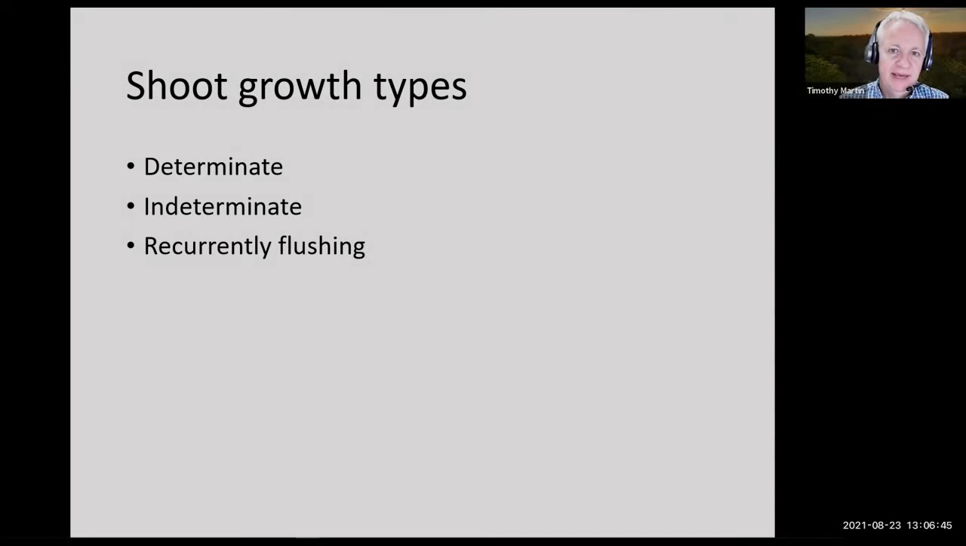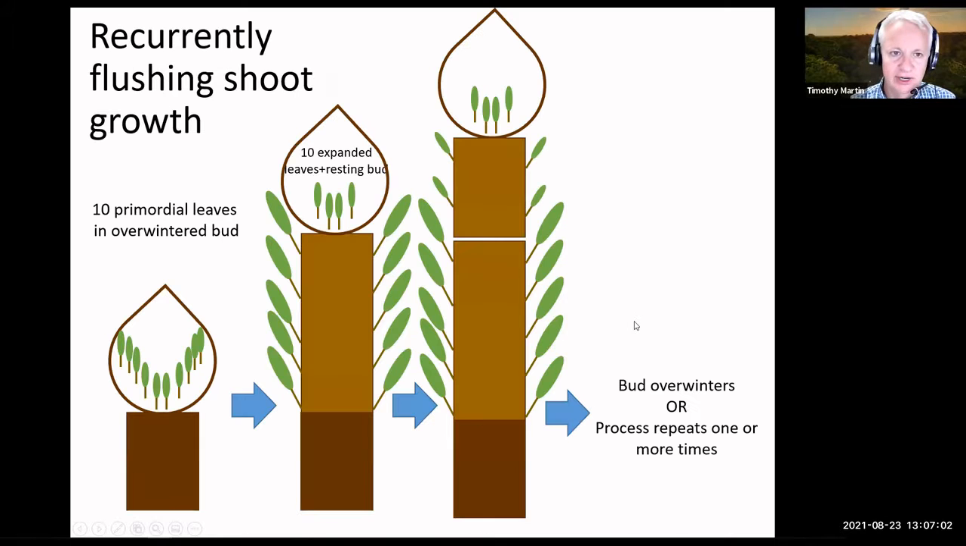Now, there are three main shoot growth types that we can categorize, at least in temperate trees: determinate, indeterminate, and recurrently flushing. We're going to talk about the recurrently flushing shoot growth pattern in this video. So if you recall, with recurrently flushing shoot growth, we start with the overwintered bud, which has some number of primordia in it, little embryonic leaves.